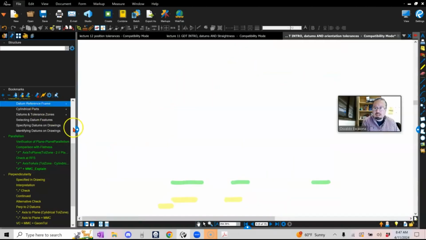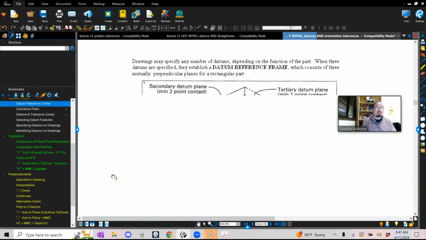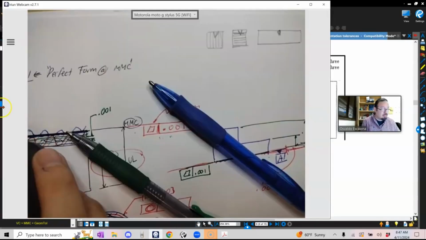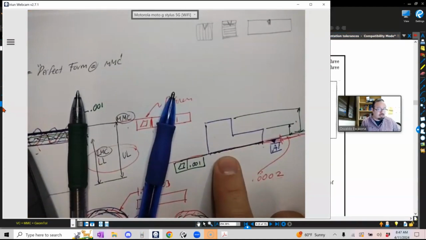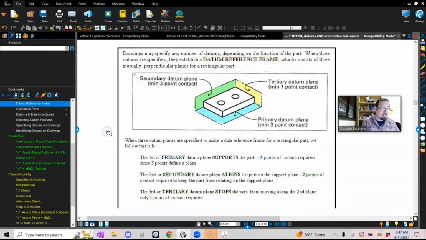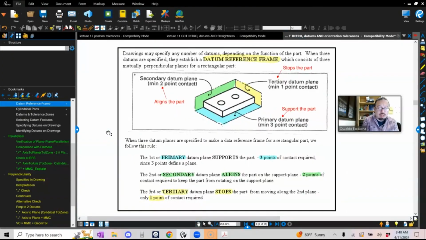What do I have here? Datum reference frame. This is what we're looking for to measure from, a datum reference frame. So we have to take care of our frame the same way that I took care of this, my bottom. Well, we will do the same concept. We will use flatness, parallelism, and perpendicularity to establish our datum reference frame.